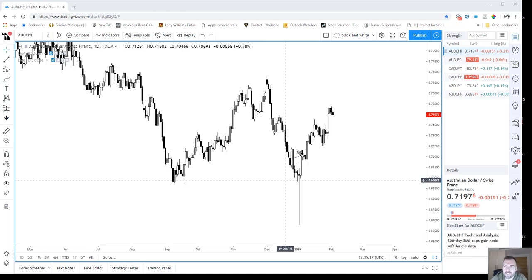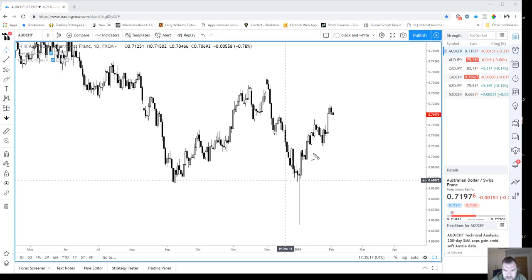So we're just going to take a look at a few pairs that I've highlighted here: Aussie Swiss, Aussie Yen, CAD Swiss, New Zealand Yen and New Zealand Swiss. The primary reason for looking at those markets is because Aussie, CAD and Kiwi are the strongest markets at present based off daily chart analysis, and Swissy and Yen are the weakest. So ideally what we're looking to do is pair strength with weakness.